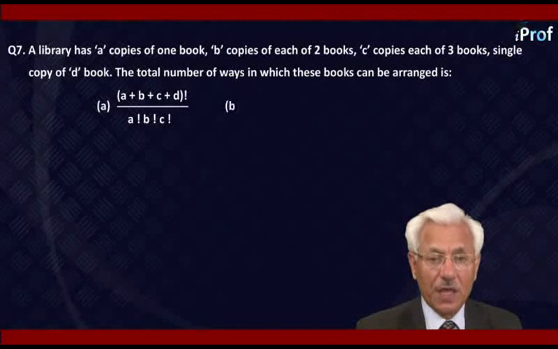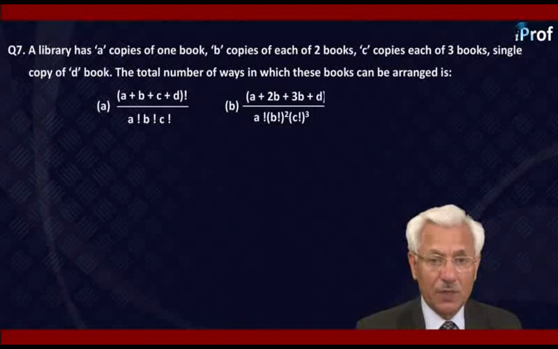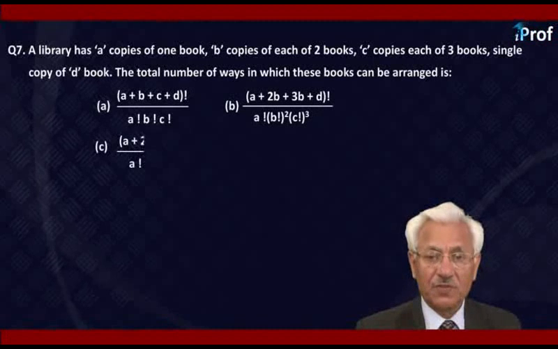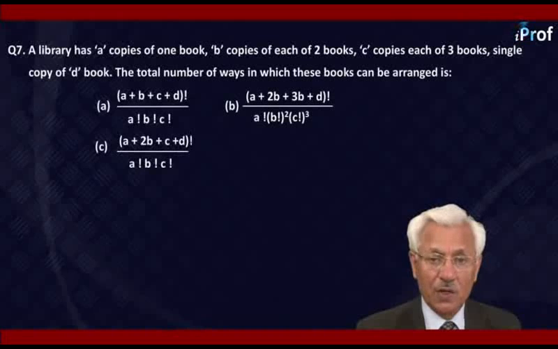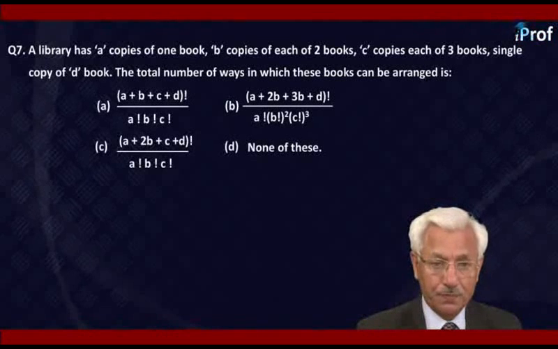Second option is (A plus 2B plus 3C plus D) factorial divided by A factorial into (B factorial) whole square into (C factorial) whole cube. And the third option is (A plus 2B plus 3B plus D) factorial divided by A factorial into B factorial into C factorial. And the last option is none of these.